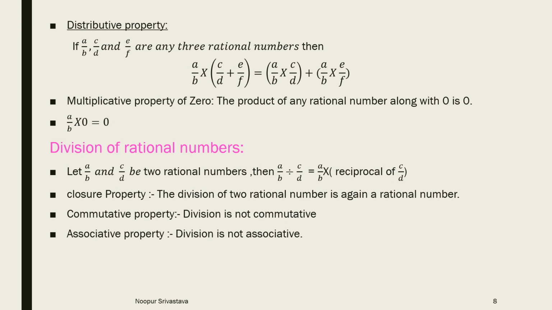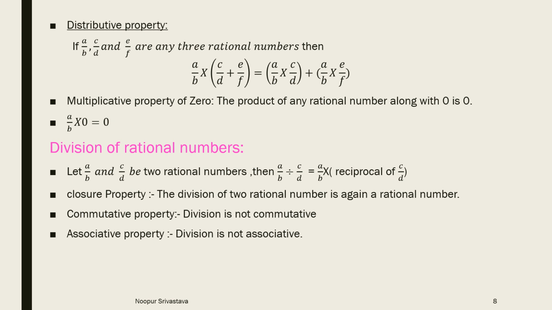Then multiplicative property of 0. The product of any rational number along with 0 is 0. So A by B into 0 is always equal to 0.